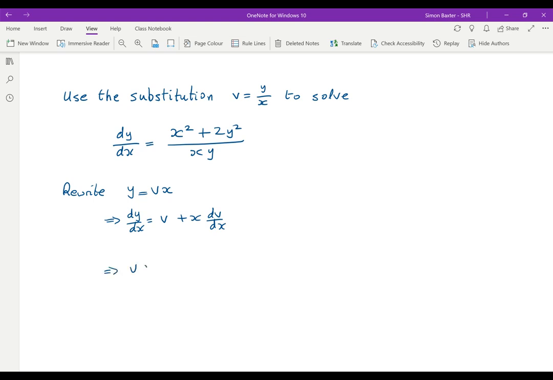dy by dx is v plus x dv by dx. X squared is still x squared. Y squared is v squared x squared. And on the bottom we have x times xv, or vx, whichever way around you want. X squared now will cancel, and this leaves us with 1 plus 2v squared divided by v.